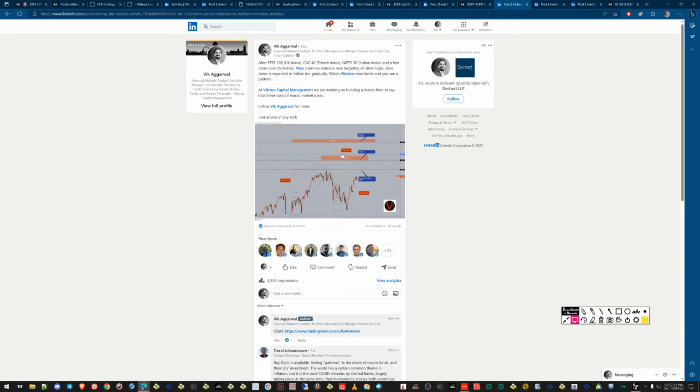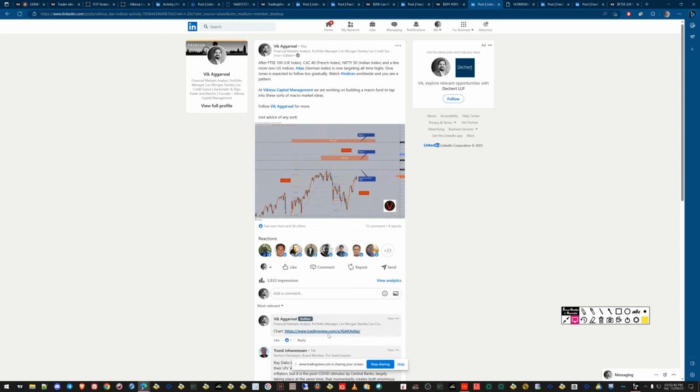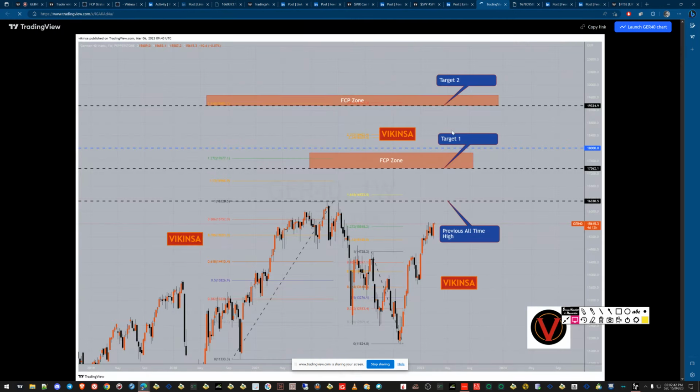Now after that, we have the German index, DAX 40, and what I can see is that it is targeting all-time highs. Let me open this chart for you. There's a better chart here that I posted on LinkedIn. The market was here approximately around 15,615, and then the all-time high is approximately 16,330.